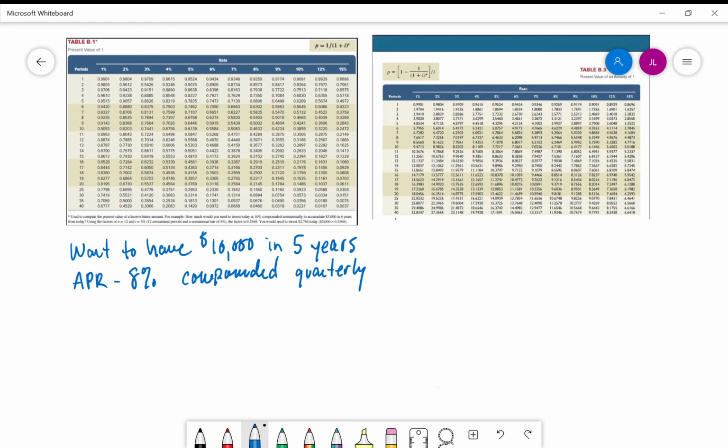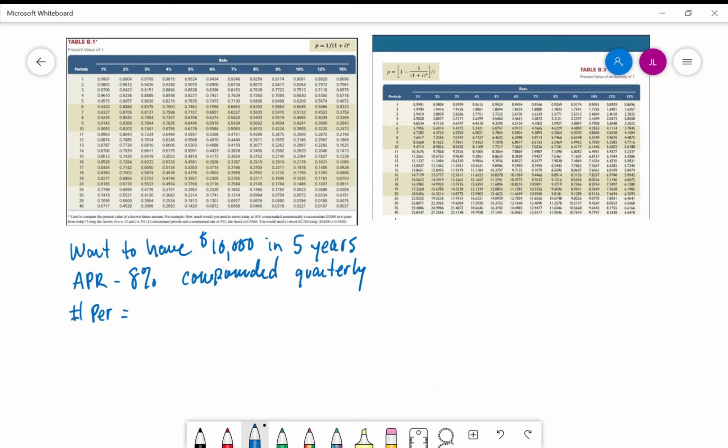Well, in this case, if we want to have $10,000 in 5 years, this is a lump sum. So we're going to use the present value of 1 or present value of lump sum table. If we want to have $10,000 in 5 years and our APR is 8% compounded quarterly, well, how many periods do we have?